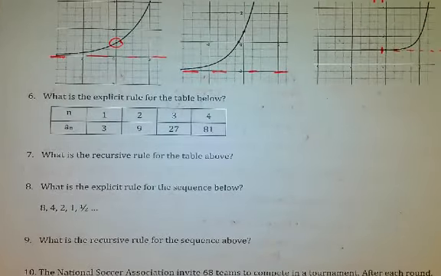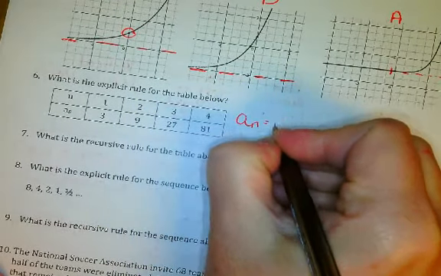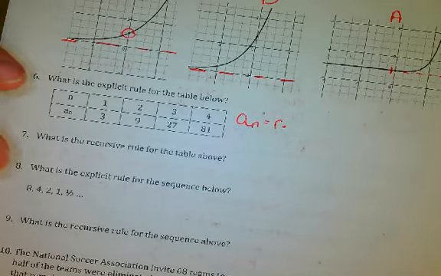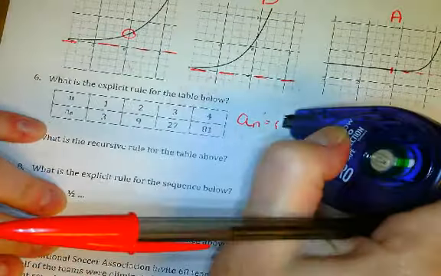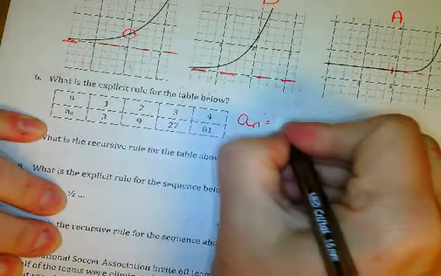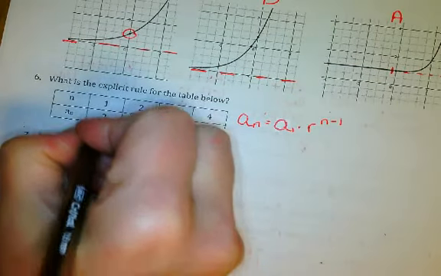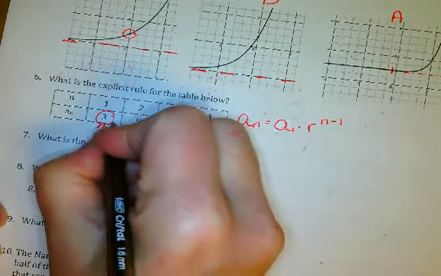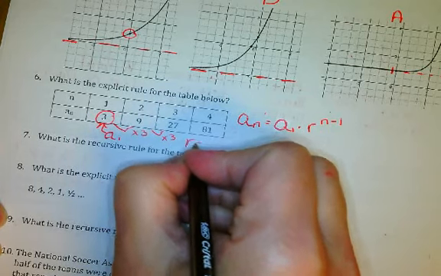All right, on the next one, I'm writing the explicit rule. Now, your explicit rule is going to be a sub n equals a sub 1 times r to the power of n minus 1. All right, so for this one, this is my a sub n, a sub 1. And then I notice that it's multiplying by 3 each time. So that's going to be my r.